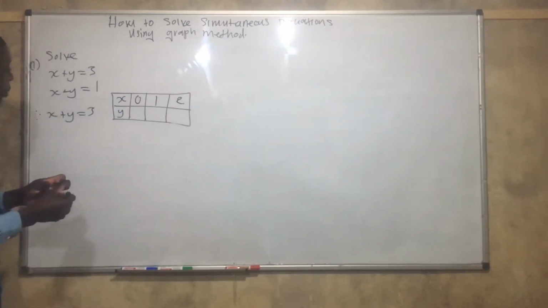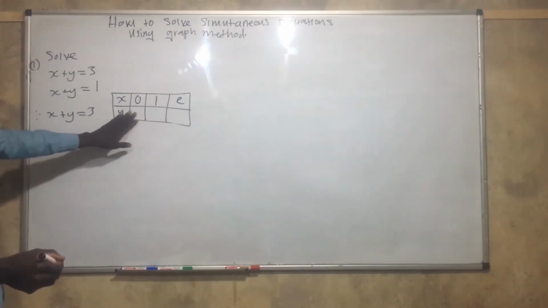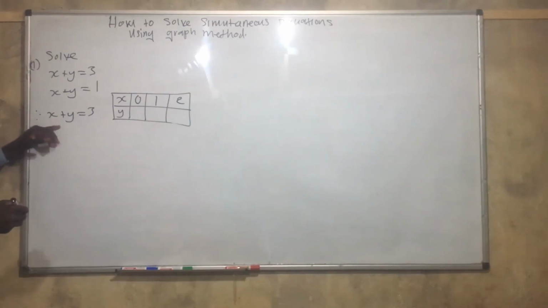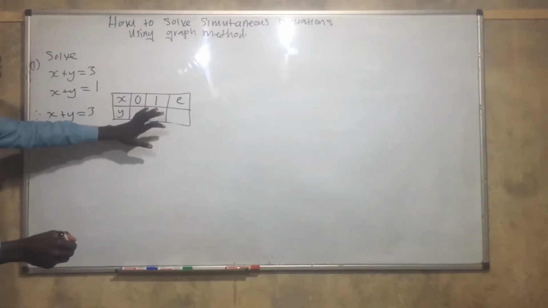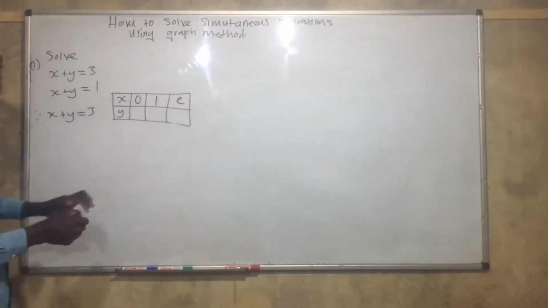So we have assumed x is equal to 0. We have to calculate the value of y by replacing where there is x in the first equation. Where there is x, we replace with 0 and find the value of y. Where there is x, we replace with 1 and find the value of y. And where there is x, we replace with 2 and find the value of y.